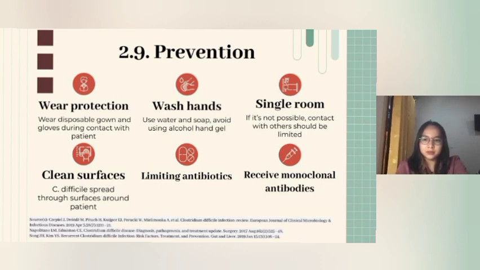Now I'm going to explain about prevention of Clostridium difficile infection. The first one, we have to wear protection, a disposable gown and gloves during contact with patients. Next, we have to wash hands, using water and soap, and avoid using alcohol hand gel. Number 3, we have to use a single room for the patient, and if it's not possible, contact with others should be limited. Fourth, we have to clean surfaces because Clostridium difficile spreads through surfaces around the patient. Fifth, we have to limit using antibiotics. And 6, we have to receive a monoclonal antibodies injection.